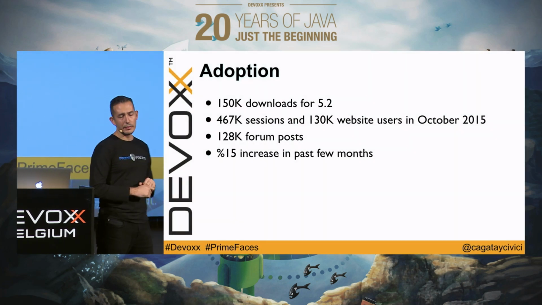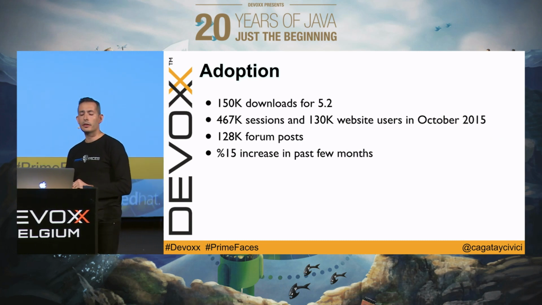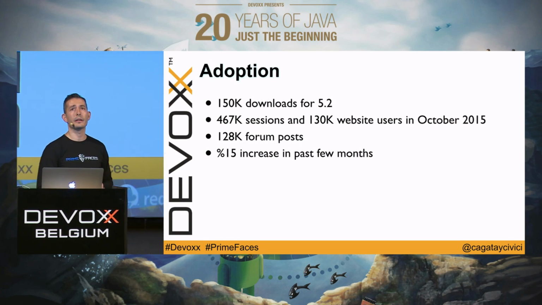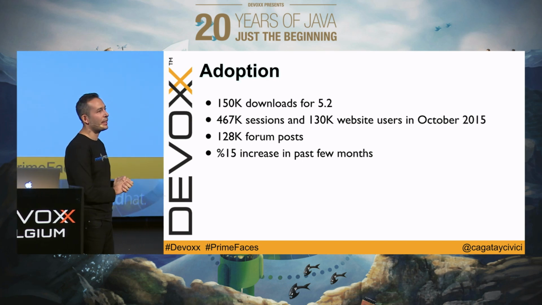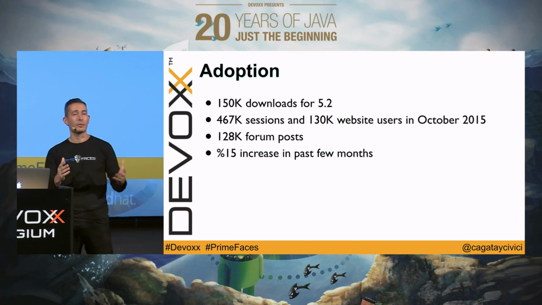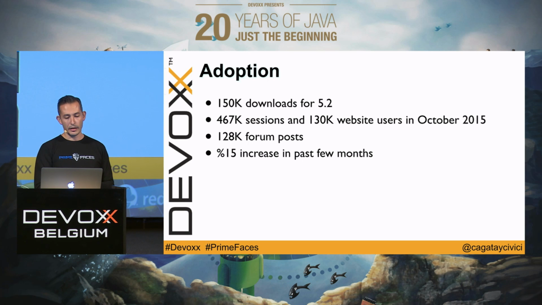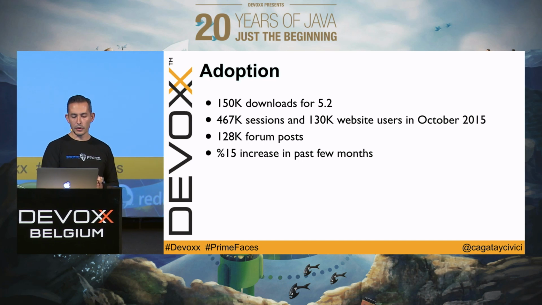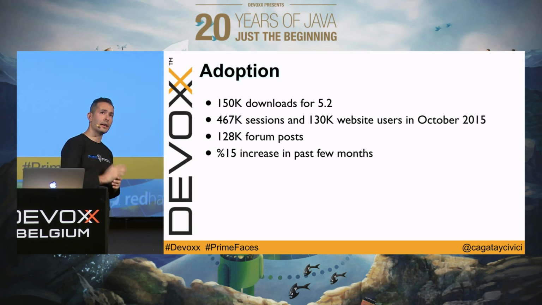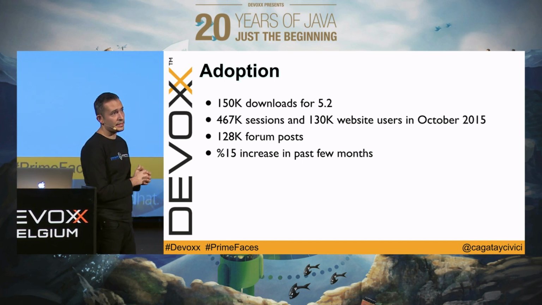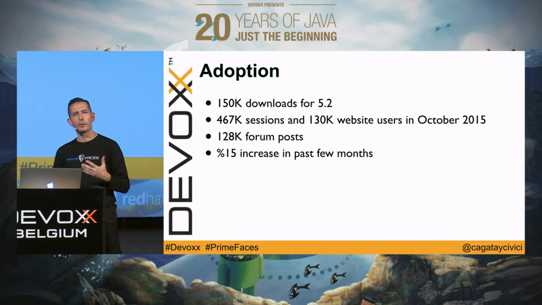Some stats about adoption. The last version has been downloaded 150,000 times. So assuming that a project has maybe 5 developers, 10, sometimes 1 developer, we might project it to maybe 1 million users. At least maybe, and on our website we get close to more than 100,000 users. And the interesting thing is that we are of course monitoring that, and it is increasing. So this is what surprises me somehow.